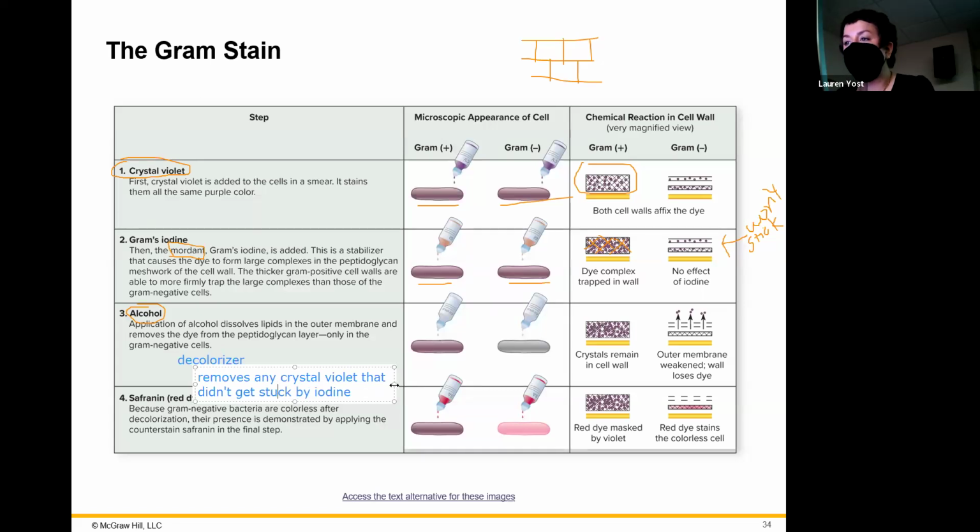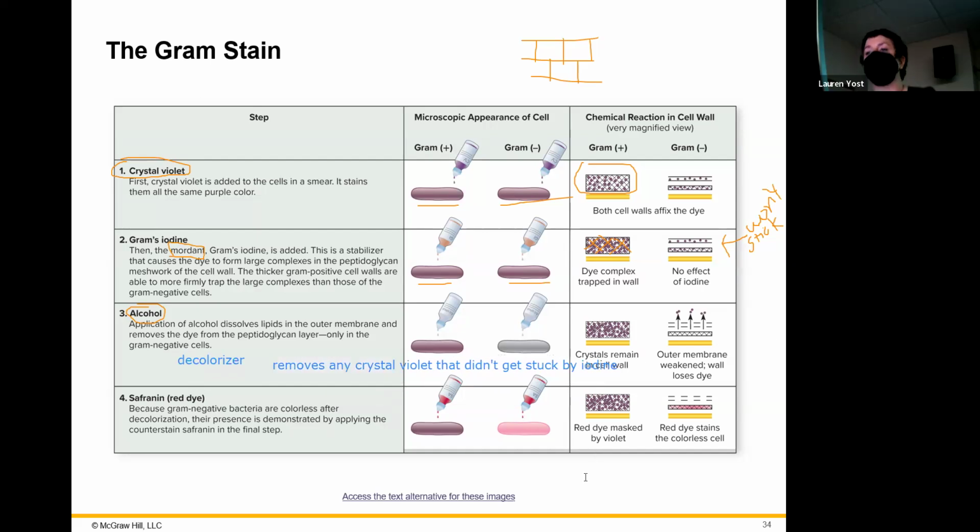All right, so that's pretty much what the alcohol is going to do. So here we can start to see, if we were removing anything that didn't stick, that the positives are going to stay purple here because it's stuck. It got stuck in the Plinko machine, got stuck in the scaffolding. We add alcohol to our gram negatives, it's going to rinse out all of that crystal violet and it's going to become colorless.